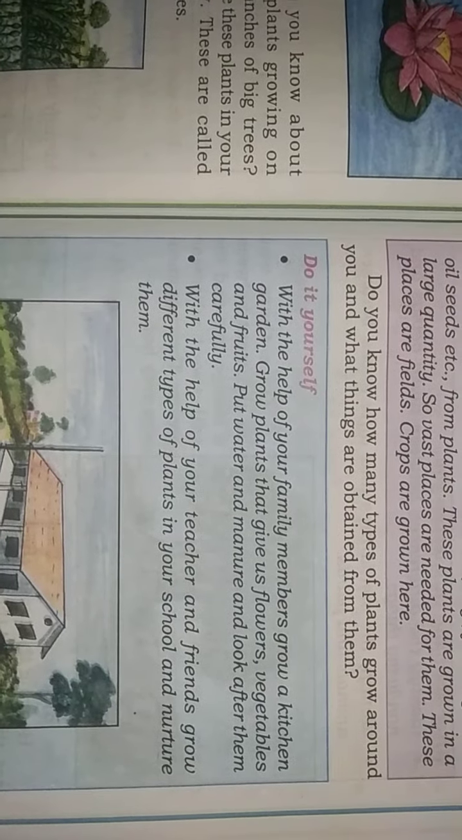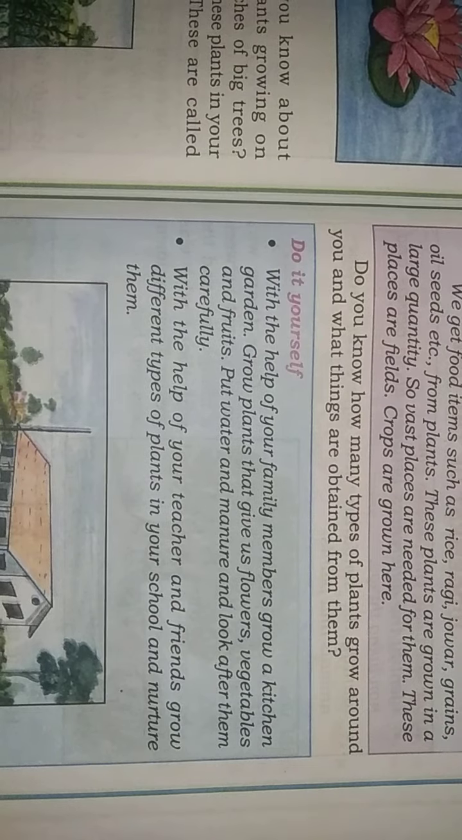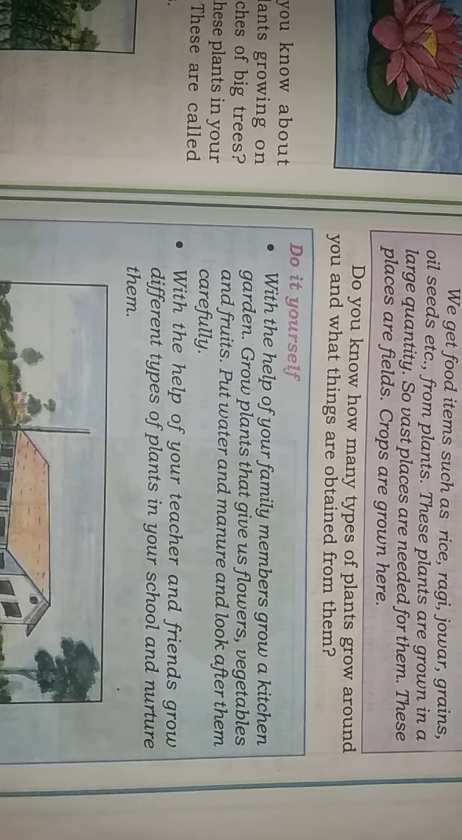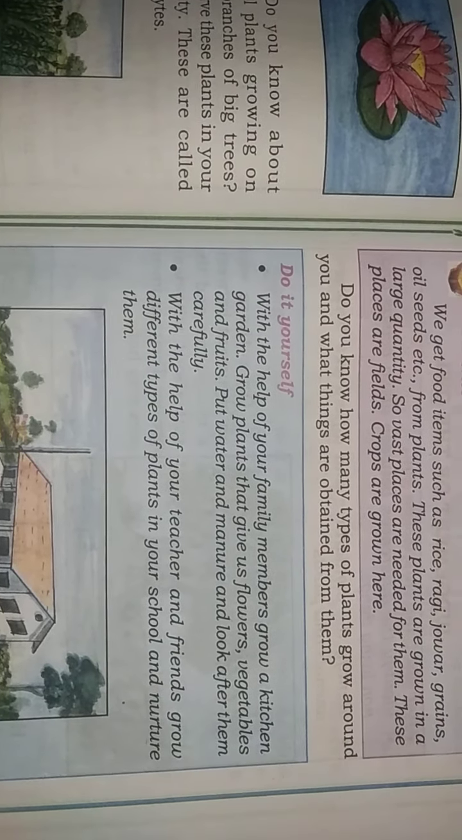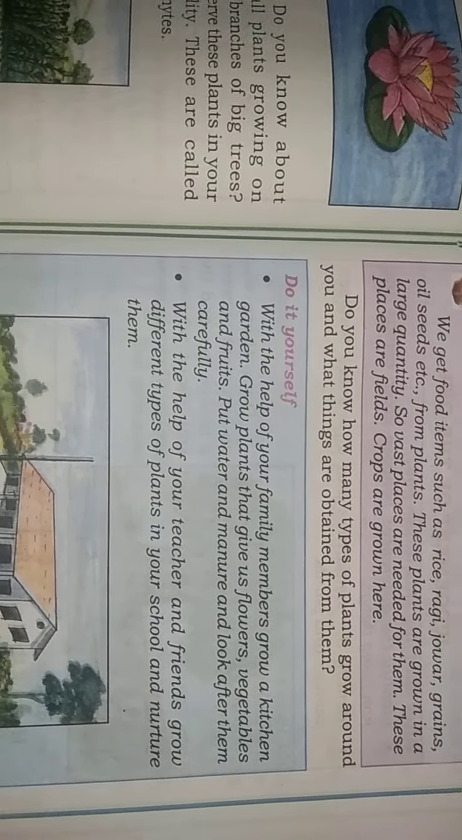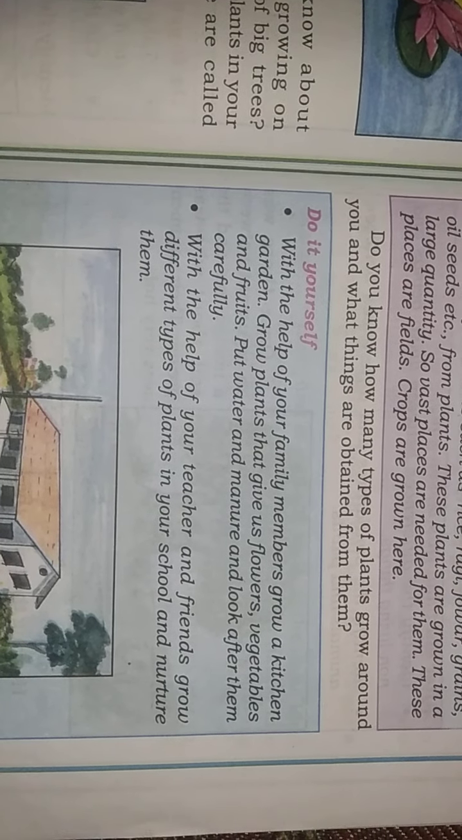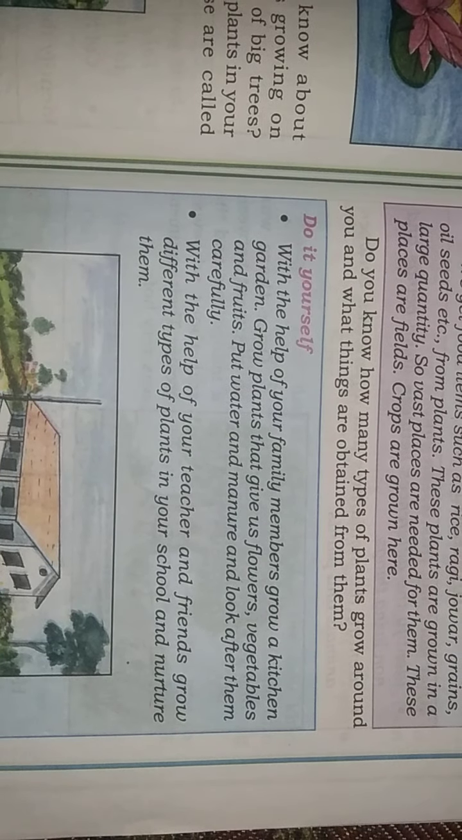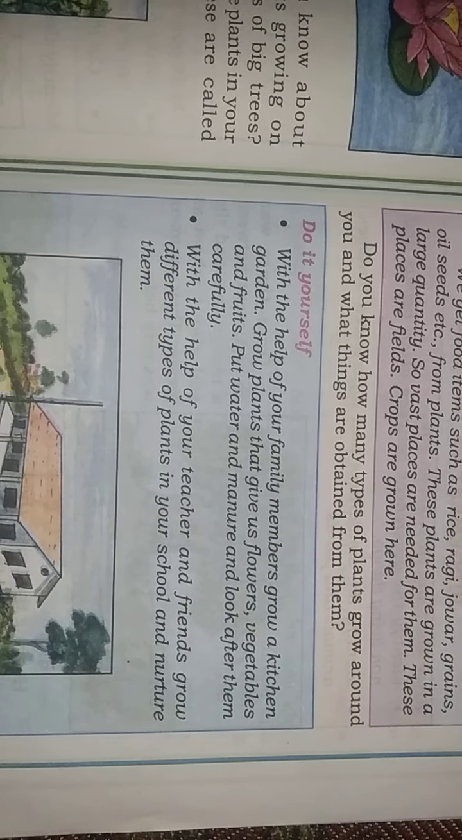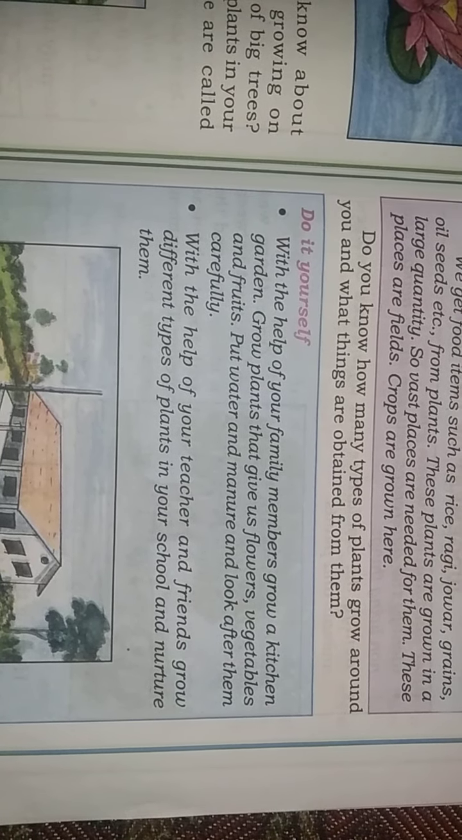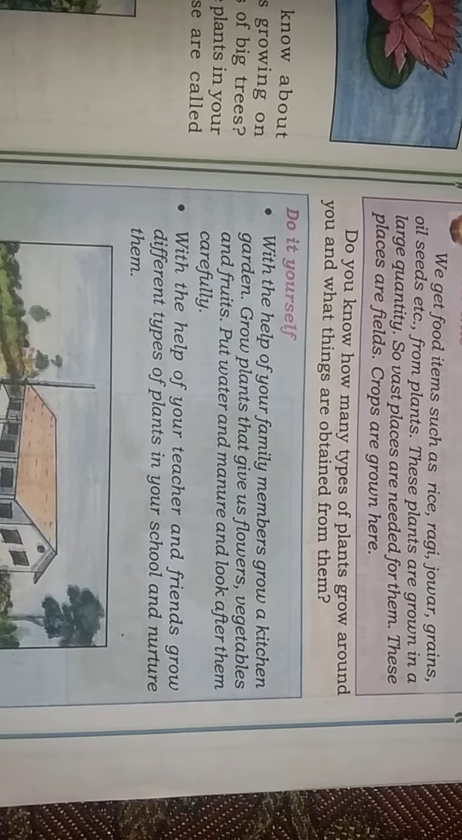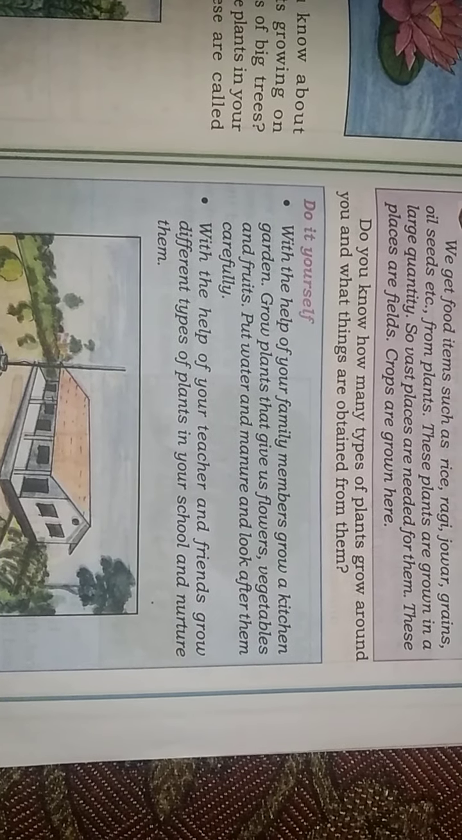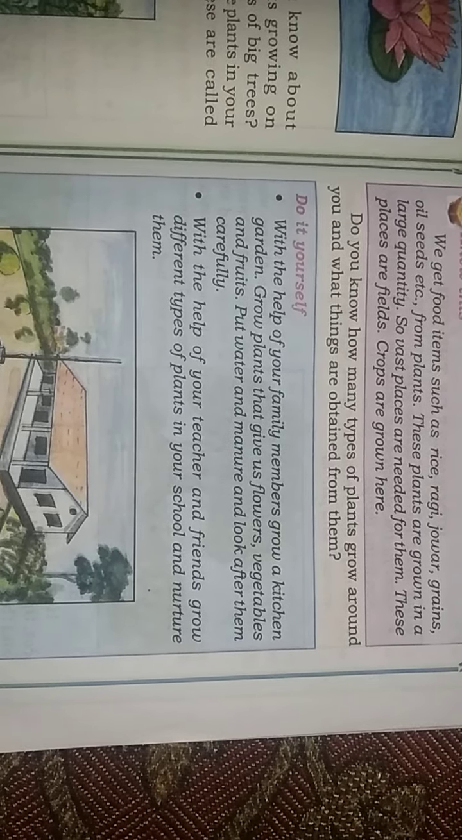Next, do you know how many types of plants grow around you and what things are obtained from them? You should observe this yourself with the help of your family members. Grow a kitchen garden and grow plants that give us flowers, vegetables and fruits. Give pure water and manure, and look after them carefully. With the help of your teacher and friends, grow different types of plants in your school and nurture them.